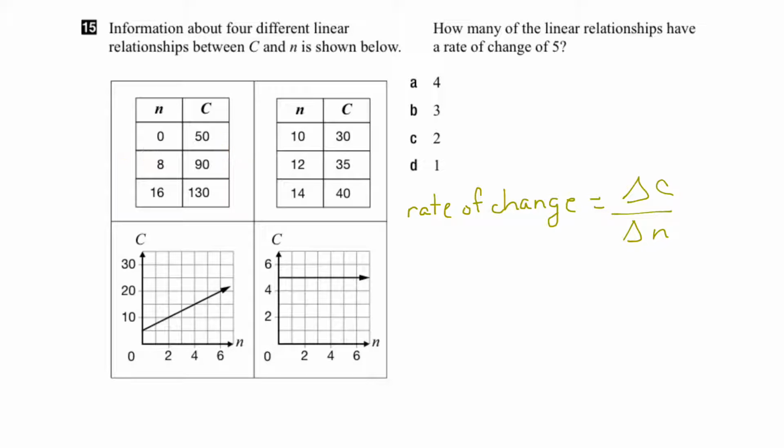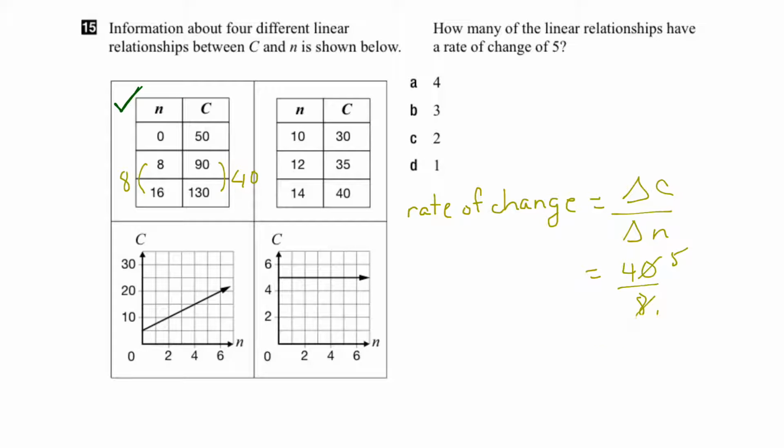Let's try another couple of points in this ordered pair table. Let's look at these 2 points. So the change in C would be 130 minus 90, which would be 40. And the change in N would be 16 minus 8, which would be 8 as well. And again, we can see that 8 goes in there once, 5 times, so our rate of change is 5. So we're pretty confident that that first ordered pair table does represent a linear relationship with a rate of change of 5.